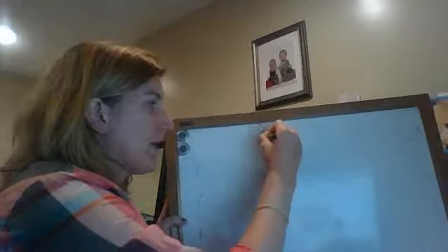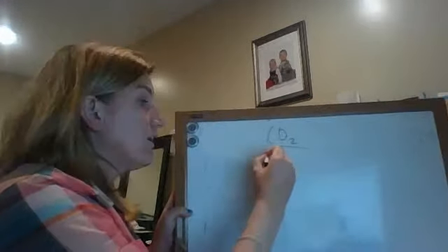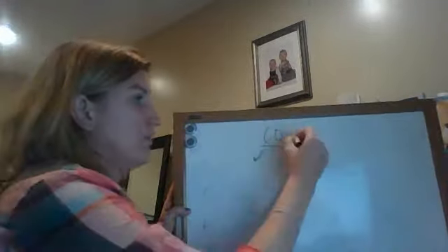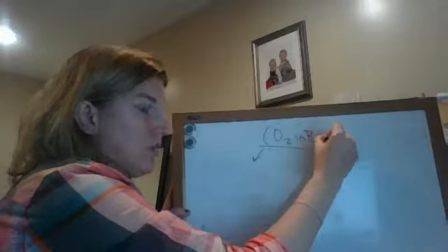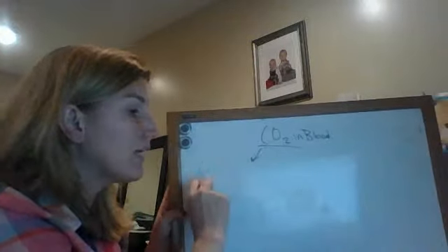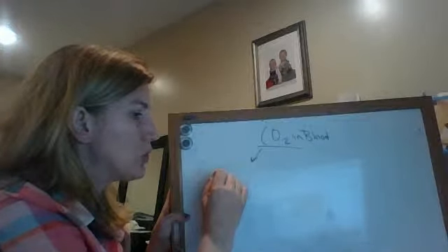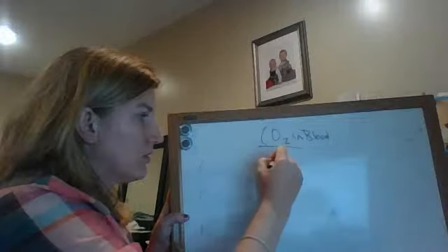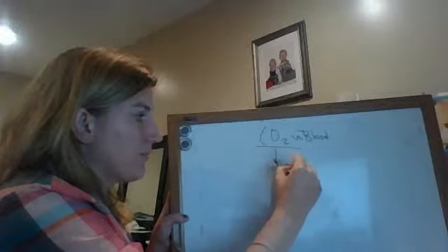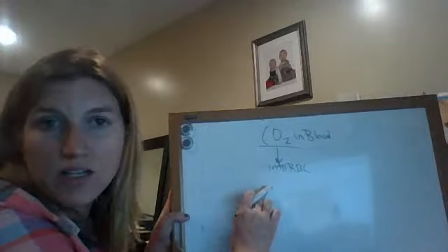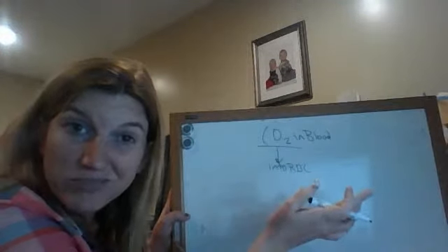Let's talk about what happens to these gases when they're in your blood. Let's first start talking about carbon dioxide. In the blood, carbon dioxide really has three fates. It can go into the RBC. In other words, it attaches to the red blood cell kind of like oxygen, right?